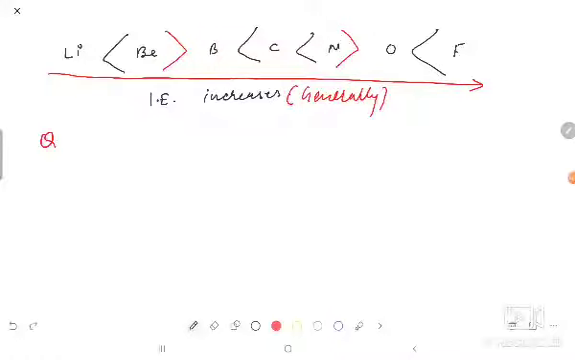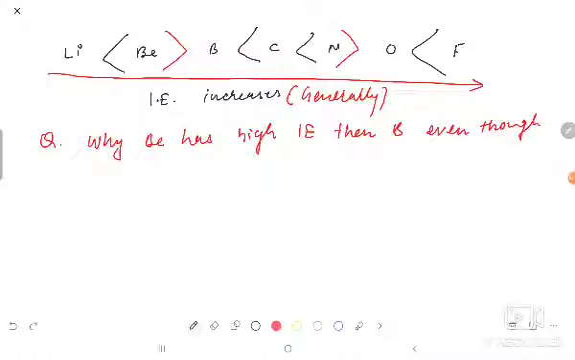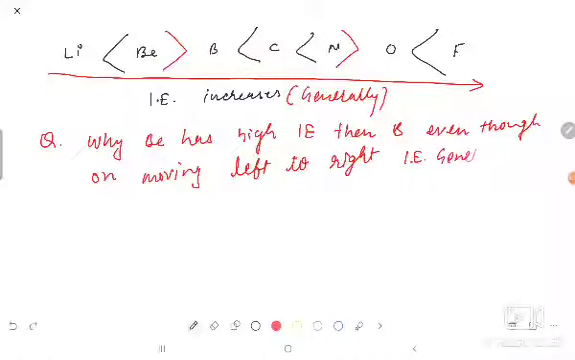Now a question will be asked to you: why does beryllium have higher IE than boron, even though, moving left to right, IE generally increases? Now Arav, tell me the answer please. It must have been taught in school, yes or no? Okay, not a problem, because in your exam an MCQ, an objective question, also comes.